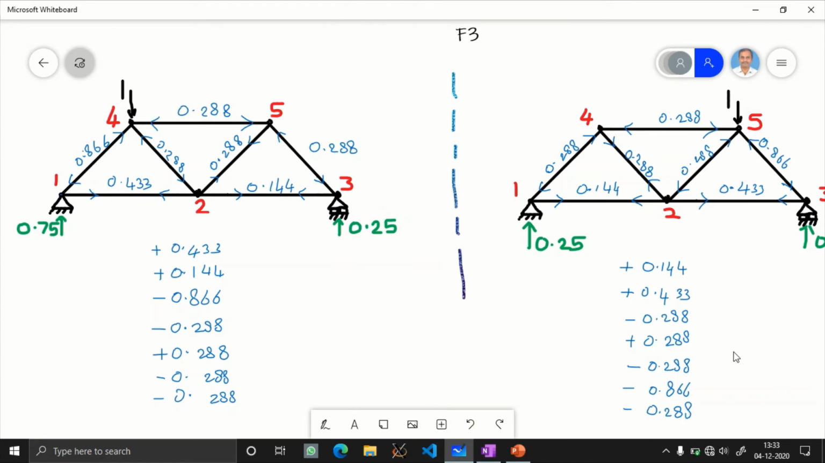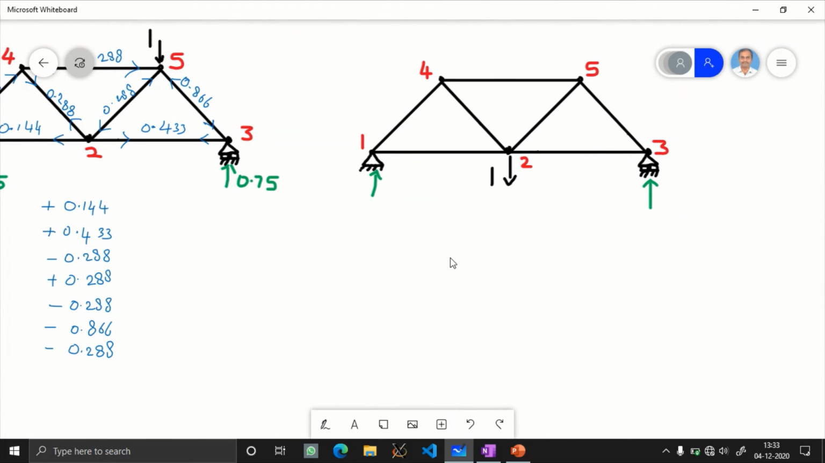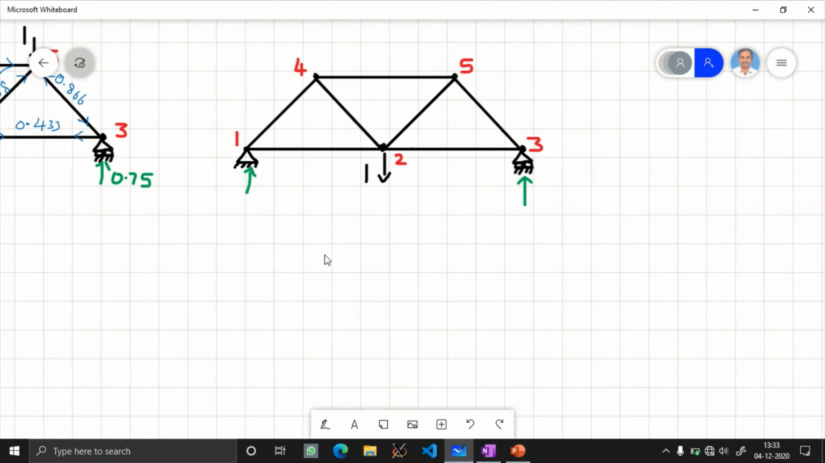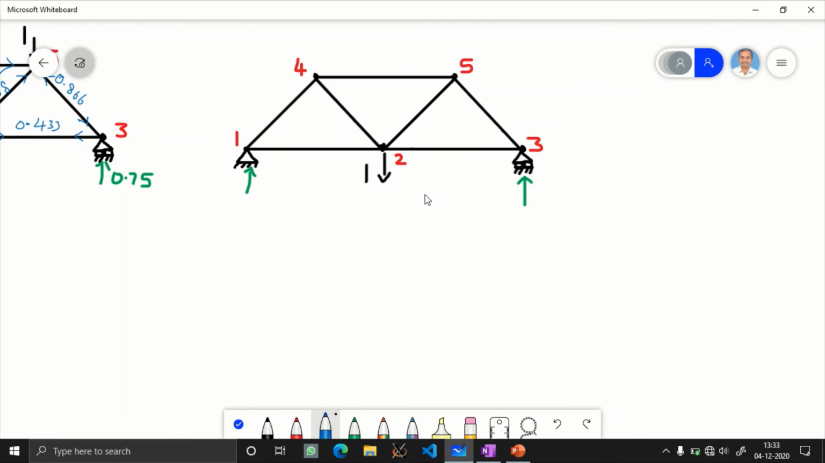For the third column of my B matrix, I will apply F3 as 1 and find the member forces. Here this unit load is symmetric, so the support reactions will also be symmetric. Half of 1 is 0.5, so the left support reaction will be 0.5, and half of 1 is again 0.5, so that will act on the right support as well. And as usual we have to solve for member forces.